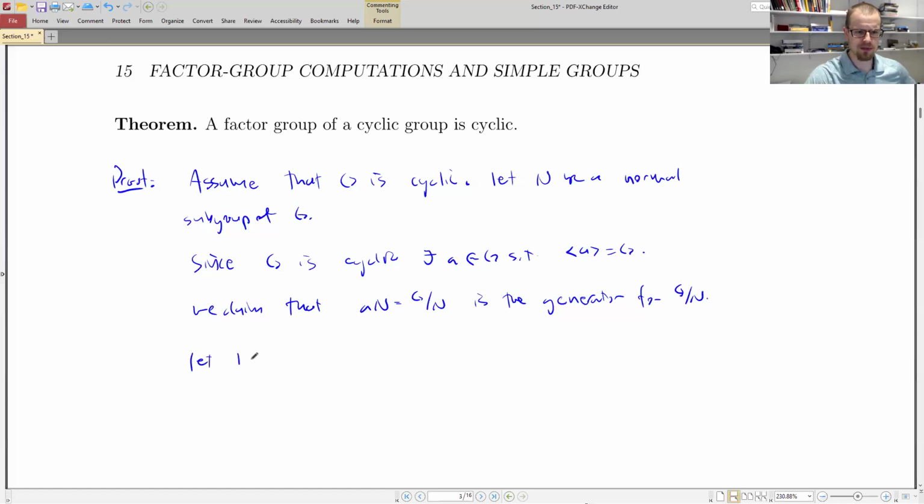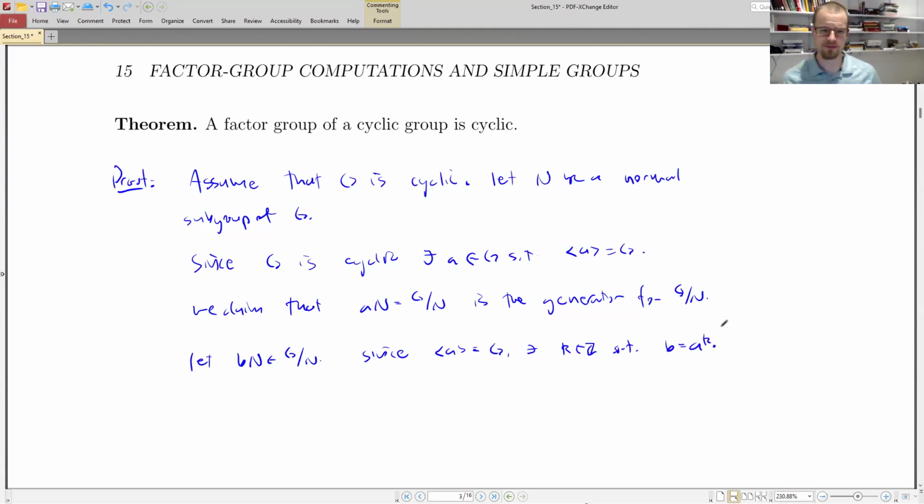So let's let BN be in the quotient group. B could be A, B could be something different. It doesn't matter. The point is, since A generates G, there exists an integer k such that B is equal to A to the k.